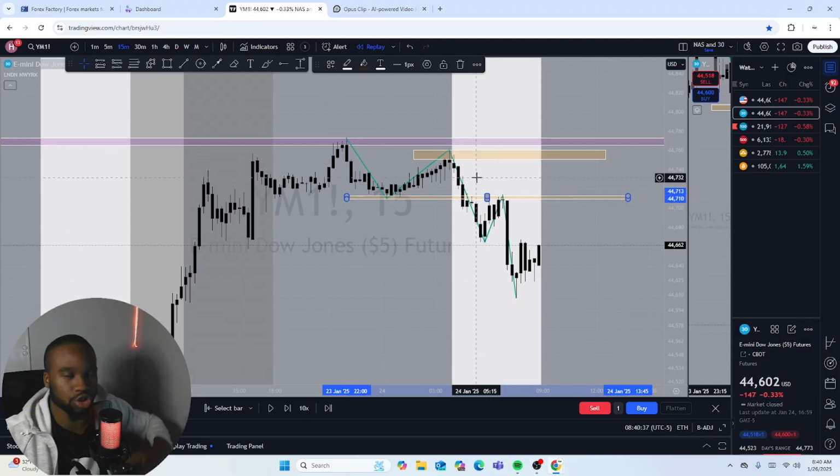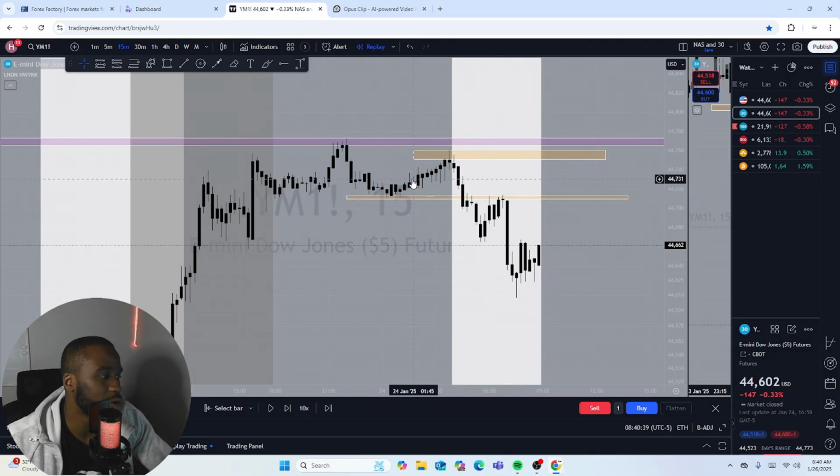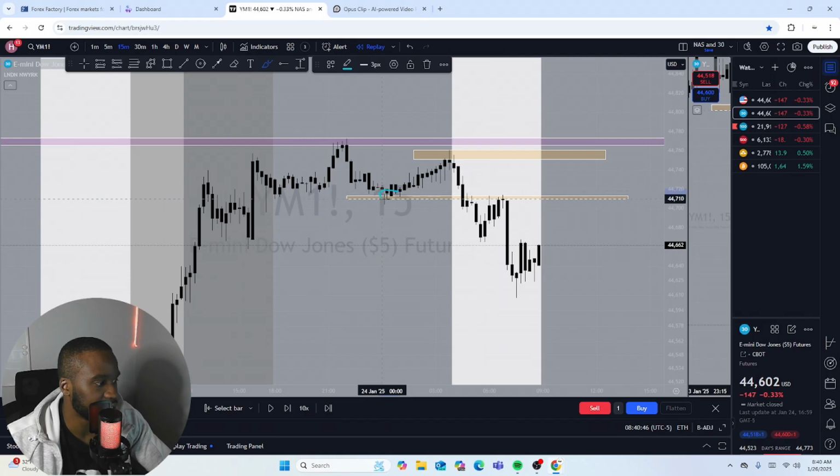Do you see how structure works? Do you see how it works? Like it created this. This is where the buyers took over, right? They pushed price back up. Sellers stepped in. Buyers said, boom, we don't care about that no more. So when the buyers stepped in again, this is where the sellers were located. I mean, the sellers took price down here, said, we don't care about that no more.